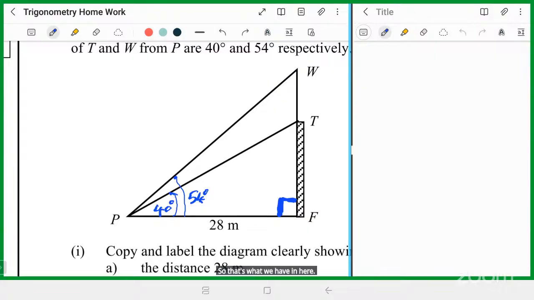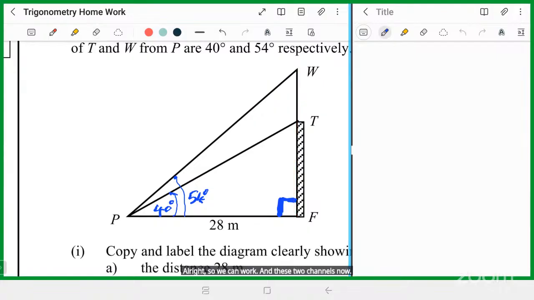Two triangles. You have to be able to see the two triangles. Everybody can see the two triangles? The big one and the small one. So the small one has a 40 degree angle in it, with this distance of 28. And the large one has a 54 degree angle in it. This distance is still 28. So we can work on these two triangles now.